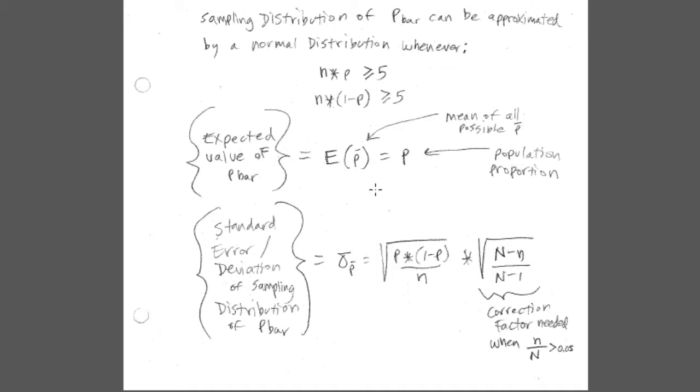Back in Chapter 7, we also had the standard error, or standard deviation of the sampling distribution of Pbar. And here was our formula: P times 1 minus P divided by n, and then you take the square root of that.